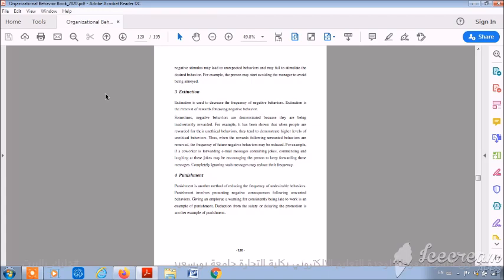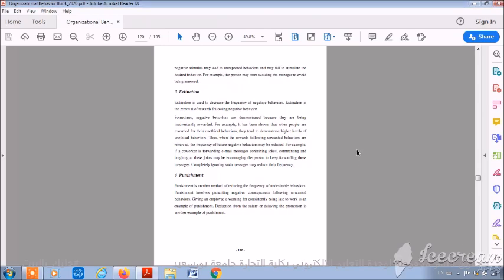The third intervention, extinction. Extinction is used to decrease the frequency of negative behaviors. Extinction is the removal of rewards following negative behavior. Removal of rewards following negative behavior. Here extinction means stopping the rewarding of bad behavior.